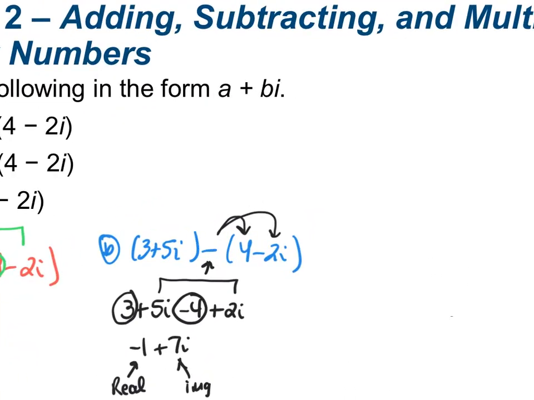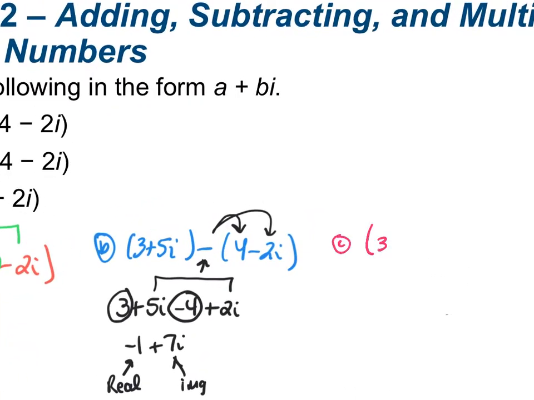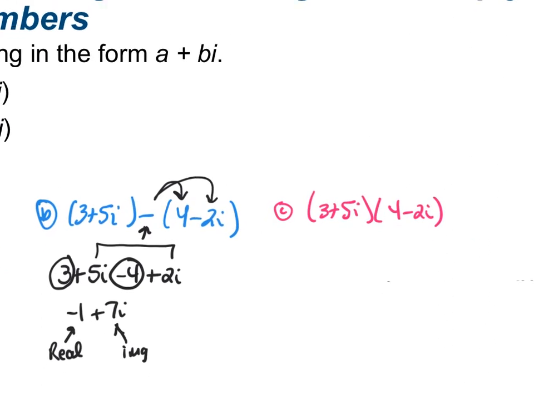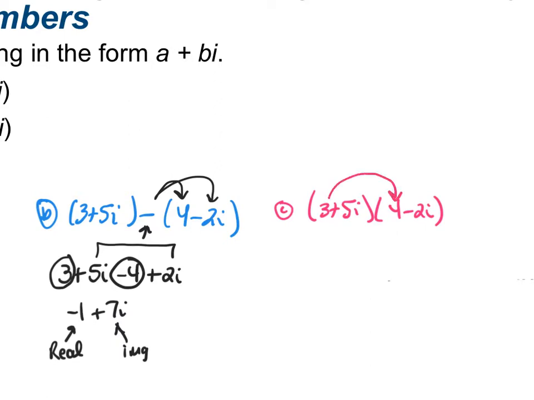Same numbers, right? Yep. Okay, so C is 3 plus 5i and 4 minus 2i. What am I doing in this example? Multiplying. We're multiplying, so we're going to FOIL. 3 times 4 is 12. 3 times -2i gives me -6i. 5i times 4 gives me positive 20i. And guys, 5i times -2i gives me -10i squared.